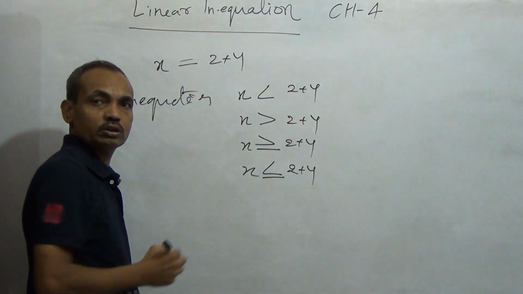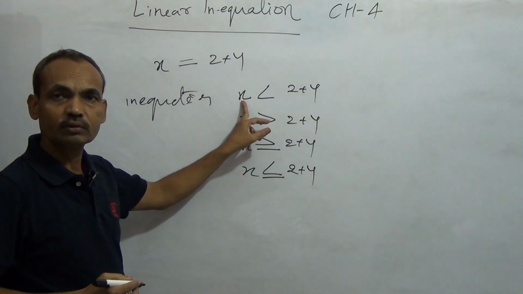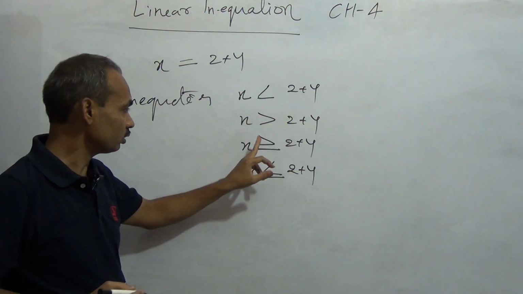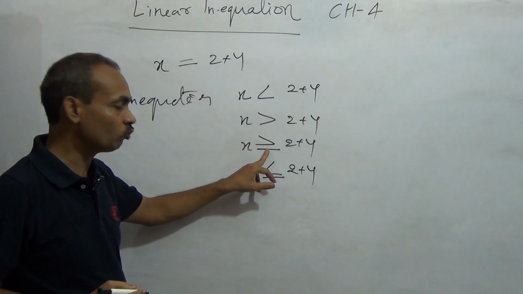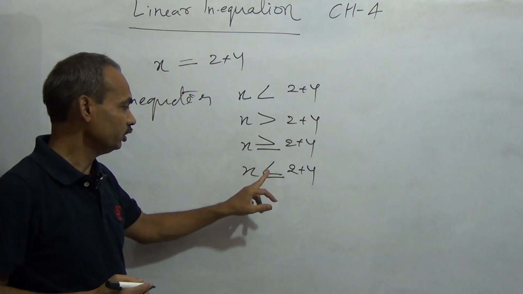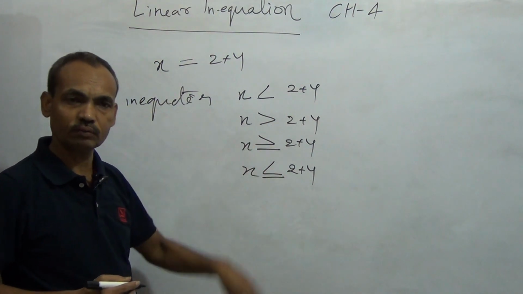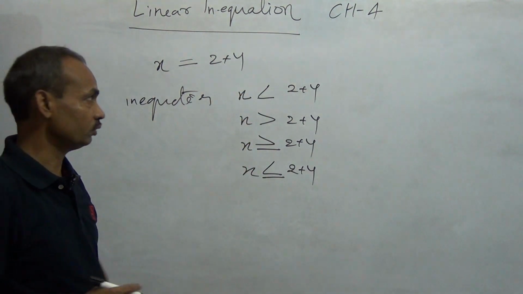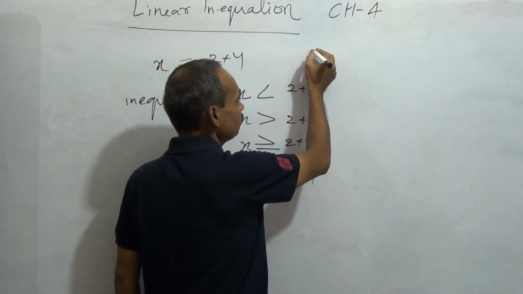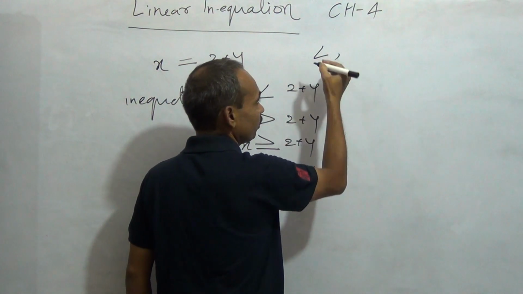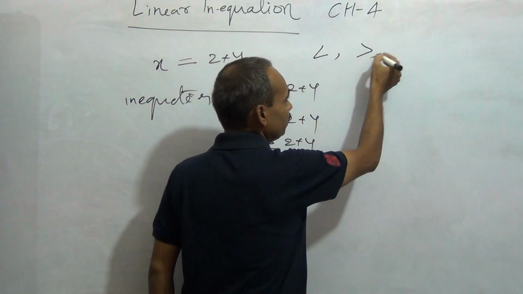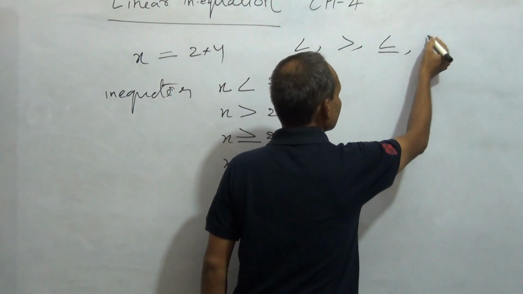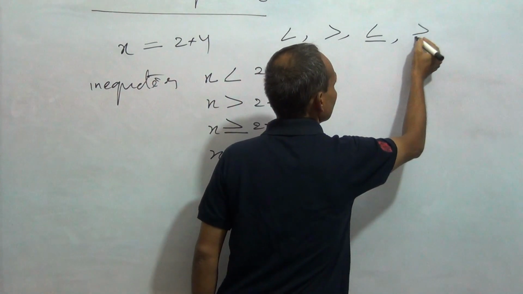Either it is smaller, or it is greater, or it is greater or equal, or it is smaller or equal. These are known as inequation. The symbols of inequation are smaller than, greater than, smaller than or equal to, or greater than or equal to.